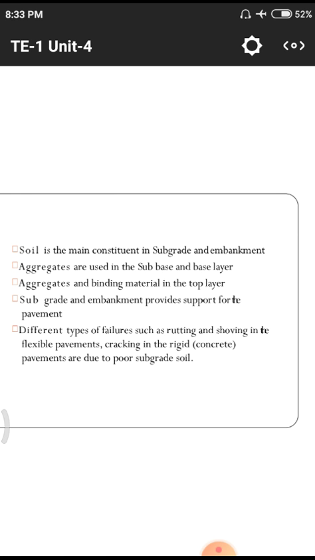After that, we go to aggregates being used in the sub base and base layers. That means the total pavement rests on these base layers and sub base layers. Why do we construct these base and sub base layers with aggregates? Normally the soil has somewhat less compressive strength.